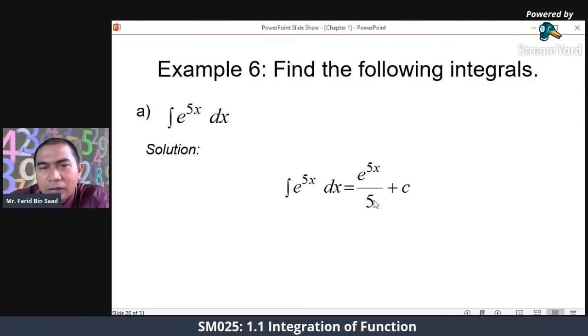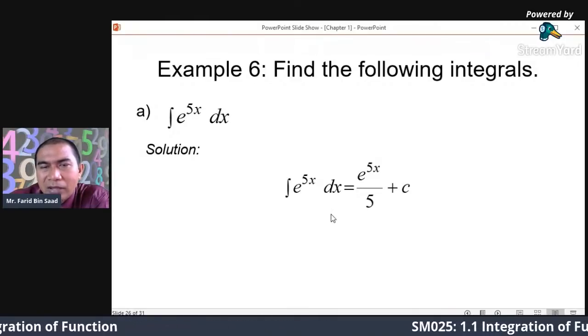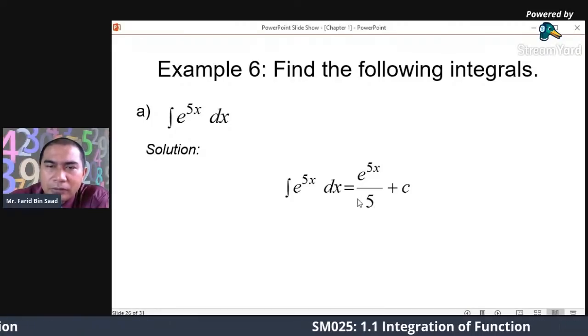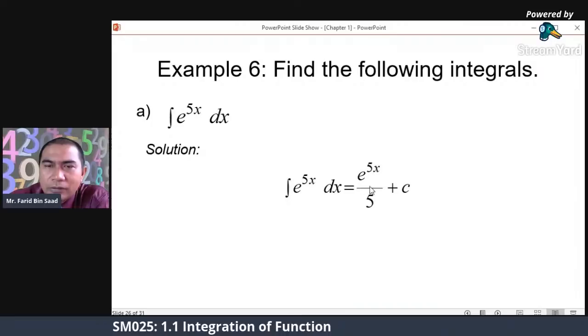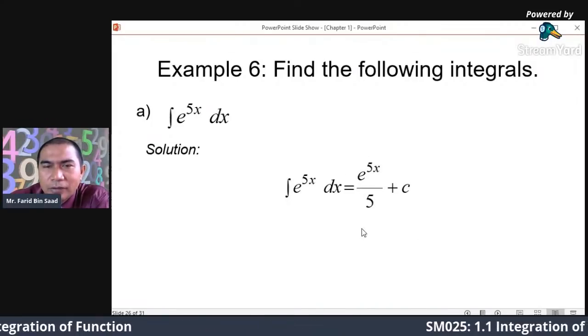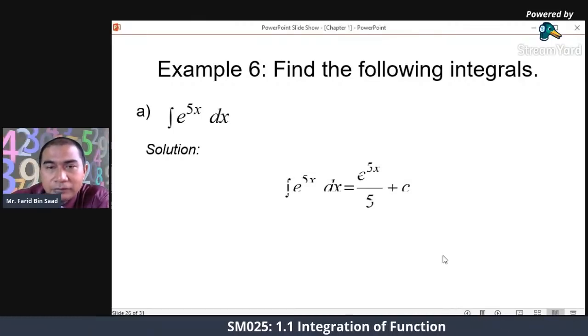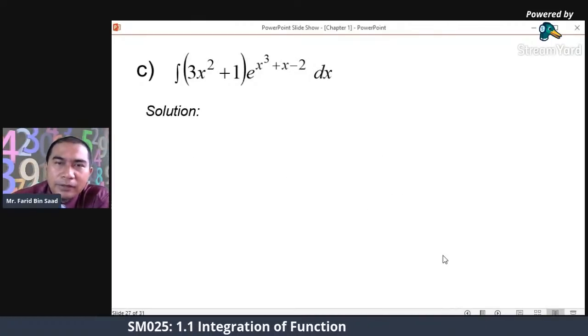And then, if we get the form of integrate f prime x e power of f(x), the final answer is e power of 5x over 5 plus c. Yeah, please understand what I said. Okay, next.